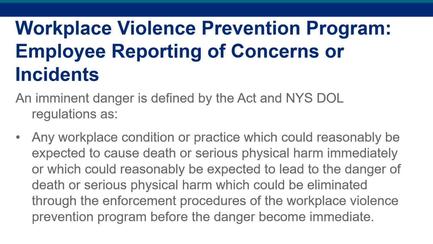An imminent danger is defined by the Act and New York State Department of Labor regulations as any workplace condition or practice which could reasonably be expected to cause death or serious physical harm immediately, or which could reasonably be expected to lead to the danger of death or serious physical harm, which could be eliminated through the enforcement procedures of the Workplace Violence Prevention Program before the danger became immediate.